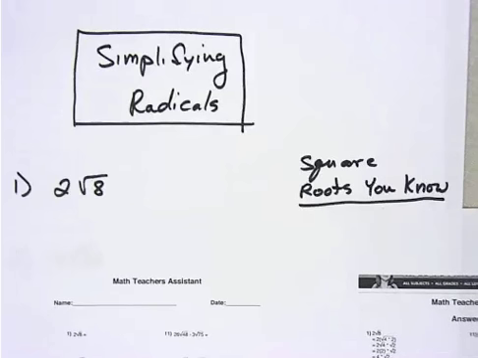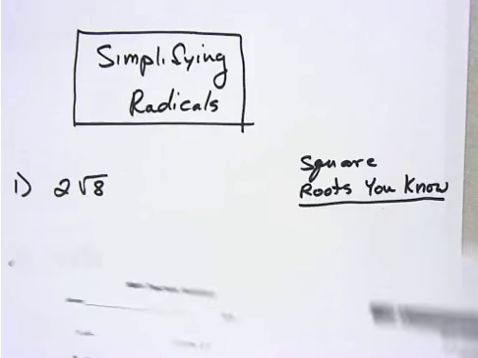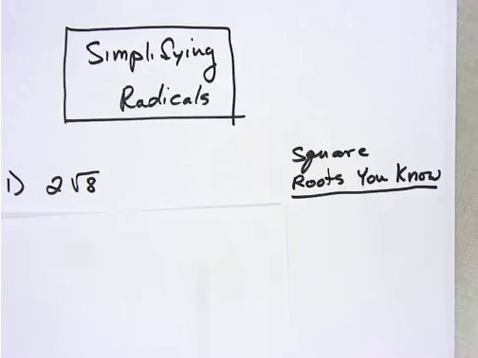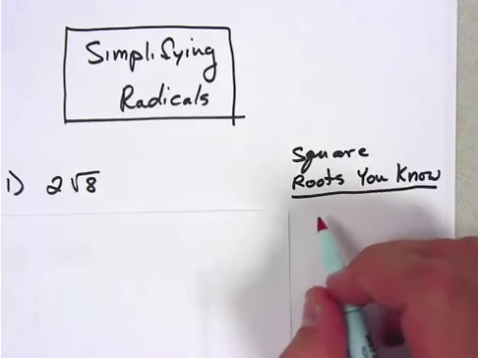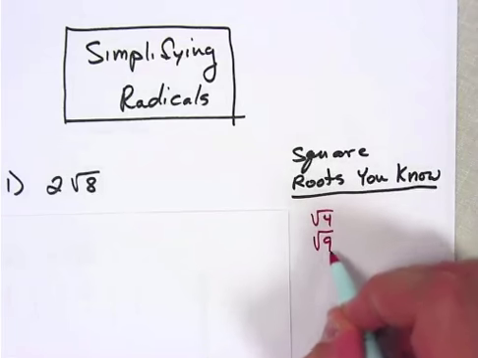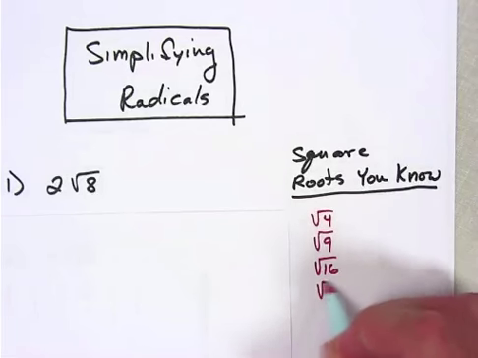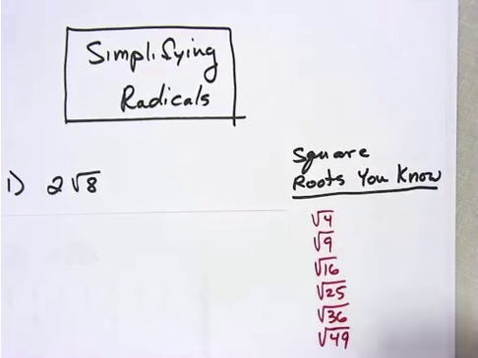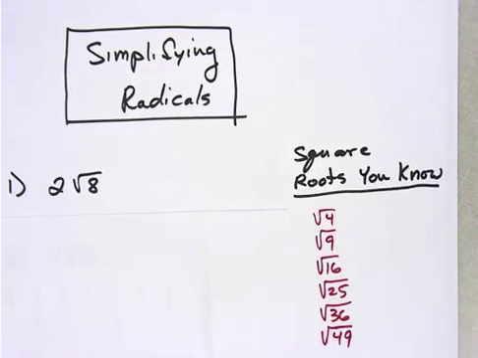Now, in any of these, you're first of all going to have to know what square roots you know the answer to. If you're going to be successful in reducing radicals, you need to know some of the square roots that you know the answer to. So let's write some of them out first. Square root of 4, square root of 9, square root of 16, square root of 25, square root of 36, square root of 49, and this list goes on. I'll stop at those because that's all I can fit on the screen anyway.